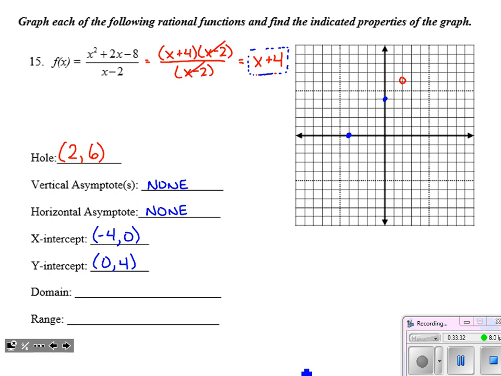Okay? Now, the domain of this graph, we have enough points. We know, based on the fact that it made a linear function, that we're going to have a straight line graph here with a hole in it. My domain is going to consist of all x values such that x does not equal 2, the x-coordinate of that hole in the graph. And my range will be all y values such that y does not equal 6, the y-coordinate of the hole in the graph.